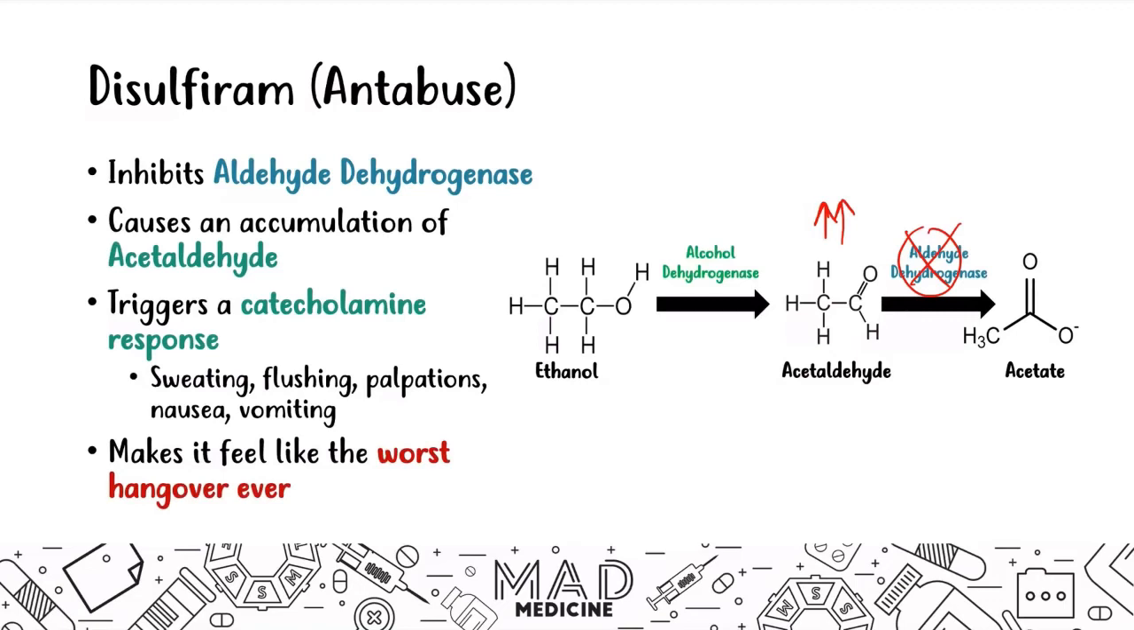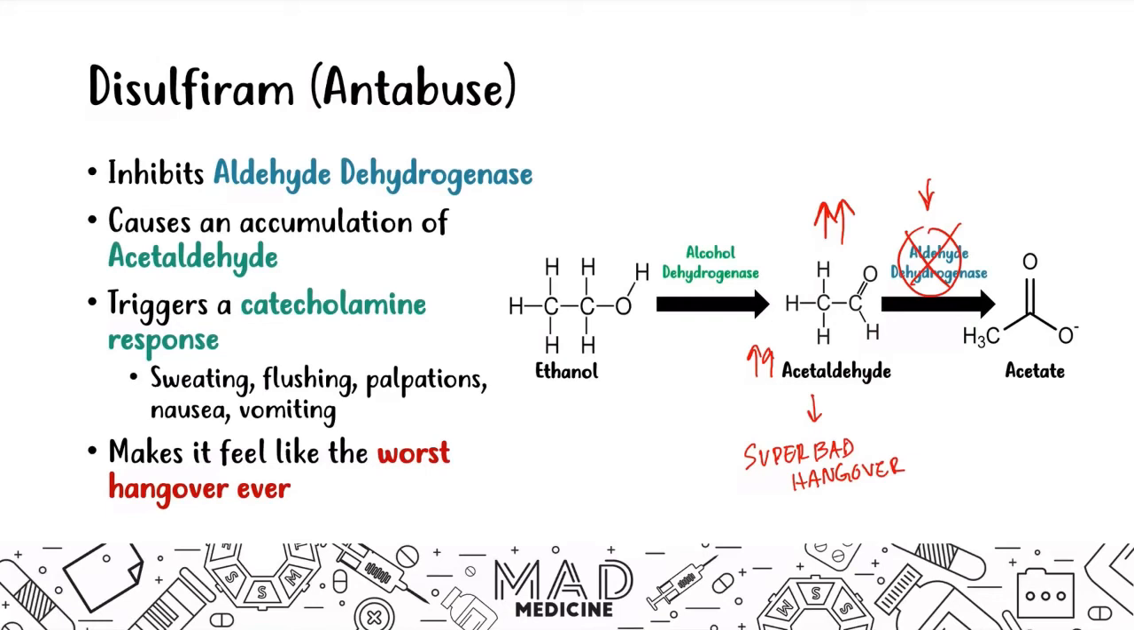That's how it's used. It simply inhibits aldehyde dehydrogenase, and then it causes a buildup of acetaldehyde, which leads to a super bad hangover. So that is the main way of preventing alcohol abuse with disulfiram.